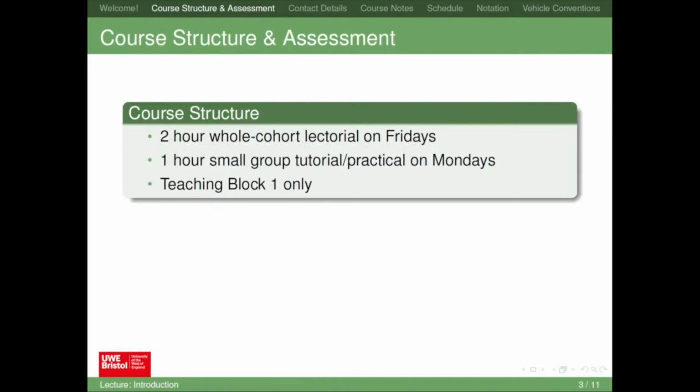And then the following Monday, there's a series of 1-hour tutorials, or practicals. And they're going to be running from next week, so although we're not going to have a lecture, we're going to have the tutorials, and we'll do some fun stuff during that session on Monday, and then we'll start the proper content the following Friday, and then practice that content in the tutorials the following Monday. So a 2-hour lecture or lectorial, and then a 1-hour tutorial or practical on the Mondays.